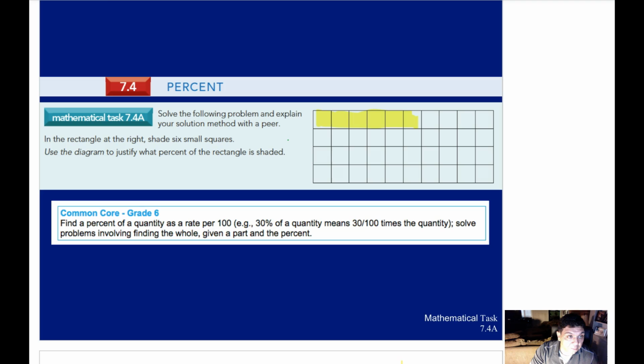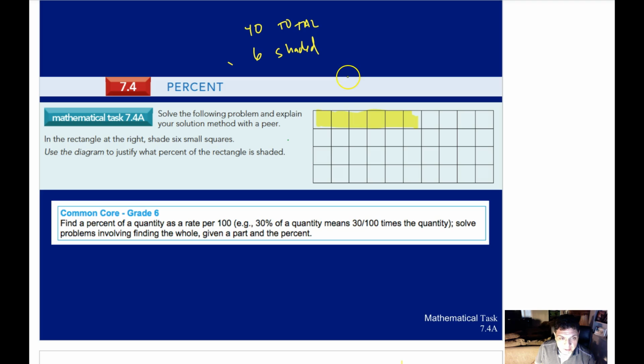So there's a total of 40 squares there. There's 40 total, and then we shaded 6. So the question and a quick introduction here is, what percent is that?